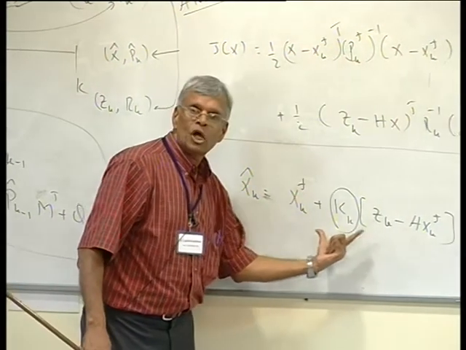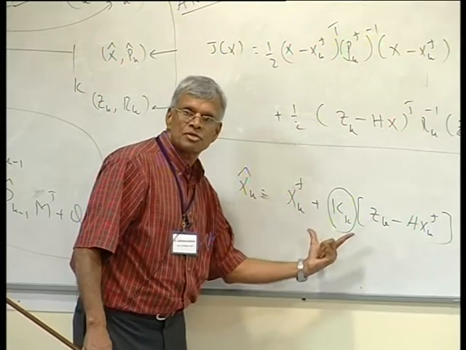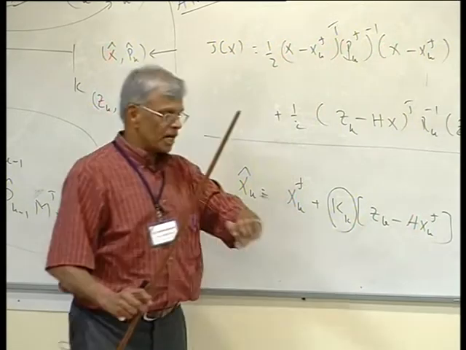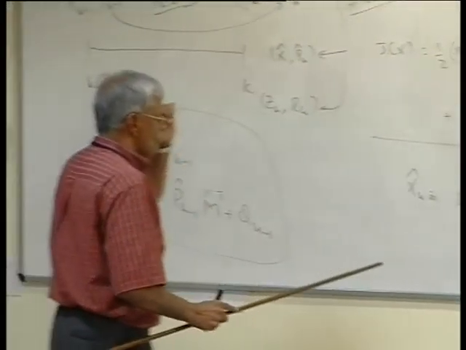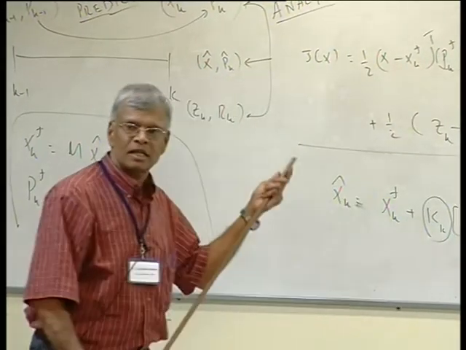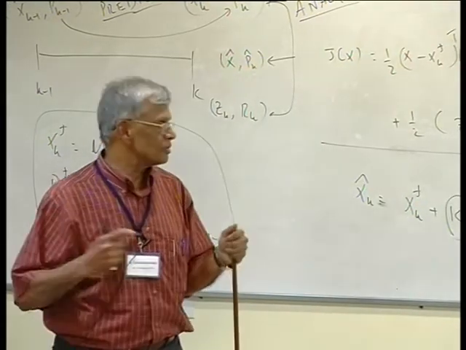I'm going to show you quickly the arithmetic relating to the determination of Kk. So let me state the problem. My problem is as follows. Given the linear structure, find the Kalman gain such that the estimate has the minimum variance.